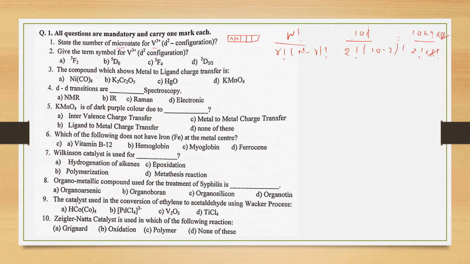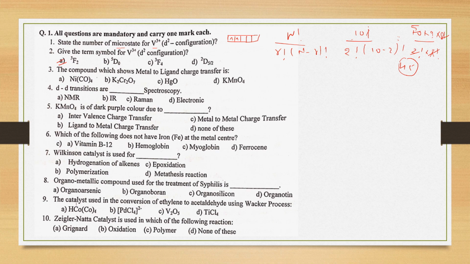2 factorial means 2 into 1. So 10 divided by 2 is 5. 5 into 9 is equal to 45. So the answer is 45. Give the term symbol for d2 configuration. I think it is repeated, so option A is the right option.